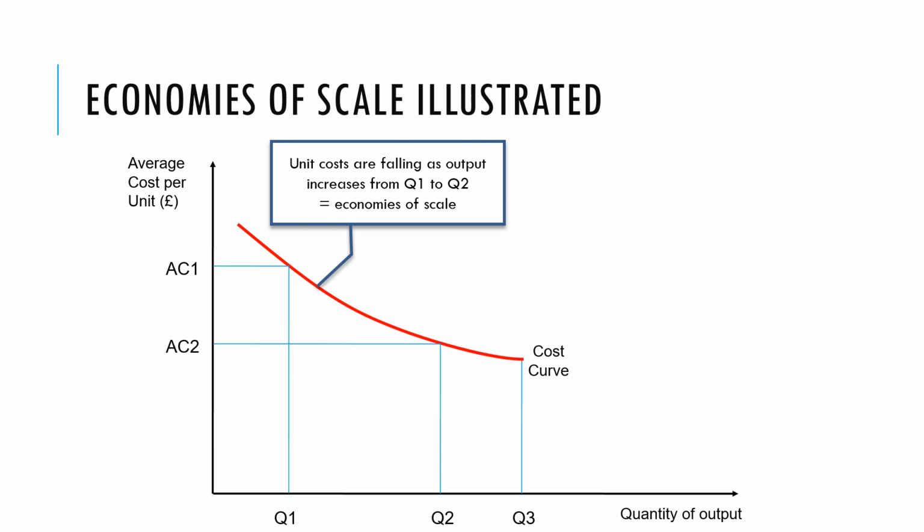If I was to illustrate this using a chart, as the output increases, Q1, Q2, Q3, then the average cost falls, and this would be my cost curve here. As we move along this cost curve, we are experiencing economies of scale.